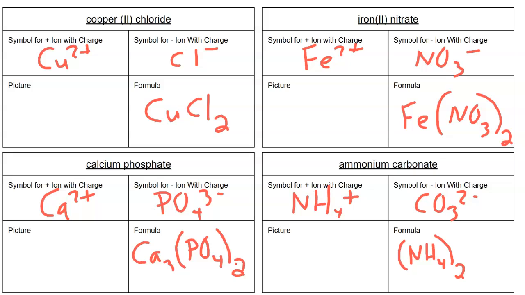Notice I'm not multiplying or distributing anything through. This is a 2. How do I show the carbonate? CO3. Since there's only 1, I don't need any parentheses here. I can just leave it like that.